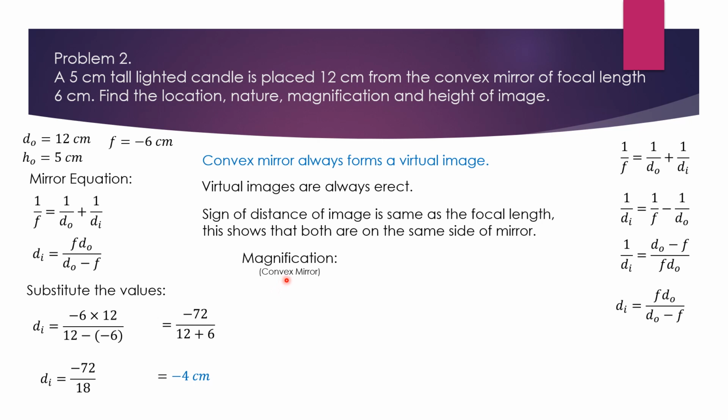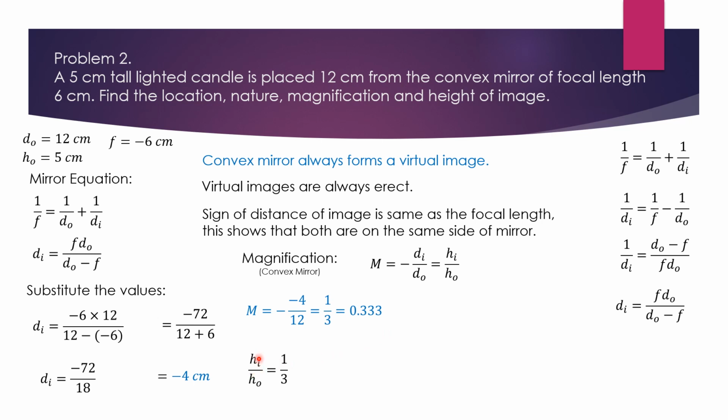Okay. Magnification of the convex mirror. Remember, convex mirror magnification is always less than 1 and it always forms a smaller image, a diminished image. So magnification is negative of distance of image over distance of the object. The magnification of a convex mirror is taken as negative, or it is also equal to height of the image over height of the object. Magnification is negative of minus 4 over 12. These two minus signs make it positive and it becomes 1 over 3 or 0.333.